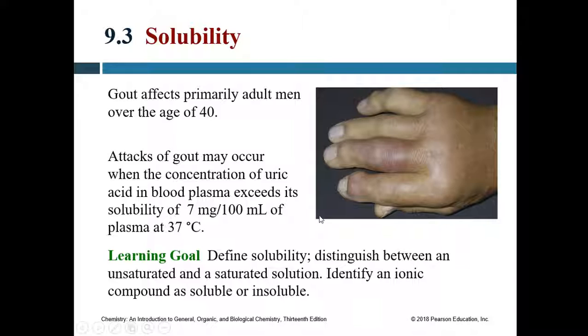So here, when it's talking about gout up here, it says attacks of gout may occur when the concentration of uric acid in blood plasma exceeds the solubility of 7 milligrams per 100 milliliters at 37 degrees Celsius. So if for some reason your issues have you getting more uric acid than 7 milligrams per 100 milliliters, then this is when you can get the gout. So they're talking about the solubility is 7 milligrams per 100 milliliters for the uric acid.